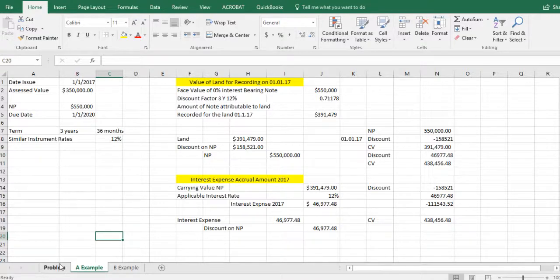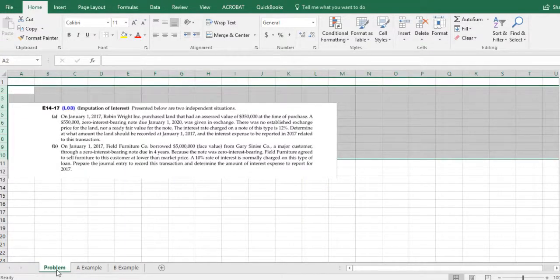So for example B, it tells us that on January 1st, 2017, Field Furniture Company borrowed $5 million face value from Gary Sinise Company, a major customer, through a zero interest-bearing note due in 4 years. Because the note was zero interest-bearing, Field Furniture agreed to sell furniture to this customer at lower than market price. A 10% rate of interest is normally charged on this type of a loan. So they want us to prepare the journal entry to record this transaction and then determine the amount of total interest expense to report for 2017.